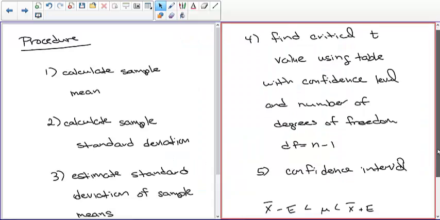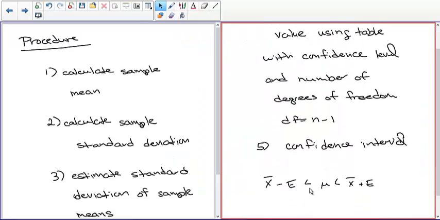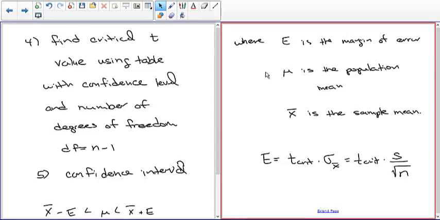And so using that, you can find the interval. That's what we're trying to figure out here. The mean, sample mean, plus or minus, instead of D, it's what we call capital E, which stands for the margin of error. So E is the margin of error. Mu is what we're trying to predict with a certain level of certainty. X bar is the mean of the sample.